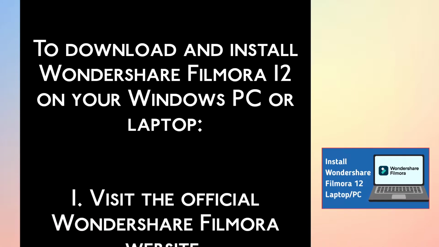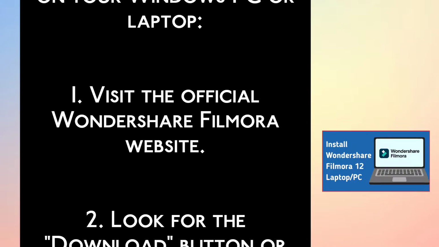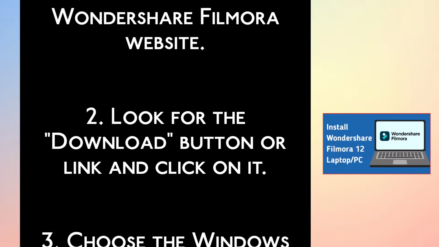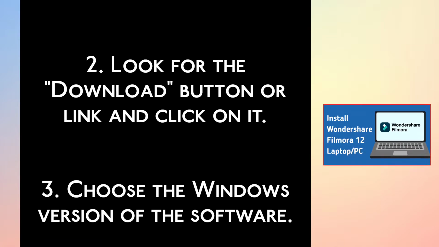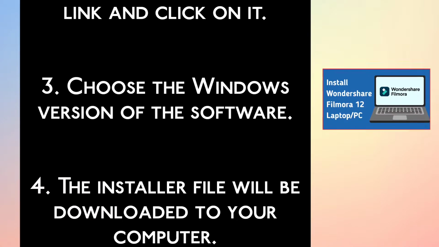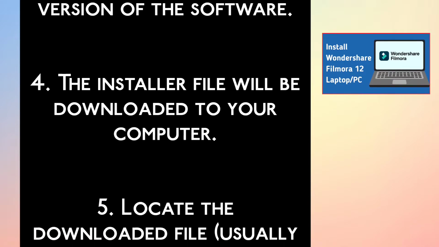To download and install Wondershare Filmora 12 on your Windows PC or laptop, Step 1. Visit the official Wondershare Filmora website. Step 2. Look for the download button or link and click on it. Step 3. Choose the Windows version of the software. Step 4. The installer file will be downloaded to your computer.